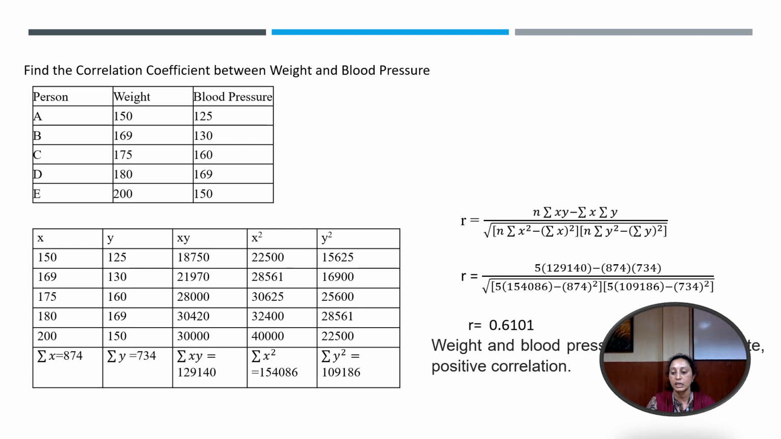Substituting, n is equal to 5 because we have taken 5 observations, 1, 2, 3, 4 and 5. So 5 into the total of xy, minus the total of x, which is 874, multiplied by the total of y, which is 734, divided by root of 5 times the total of x square, which is 154086, minus the total of x whole square. The total of x we got is 874.